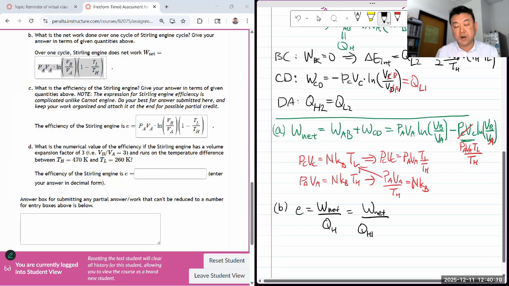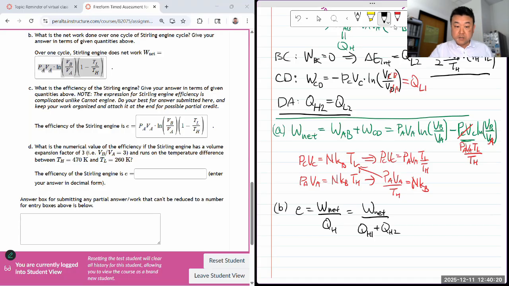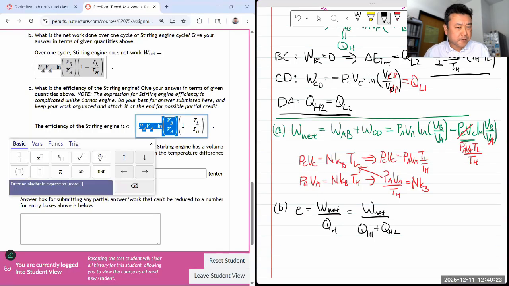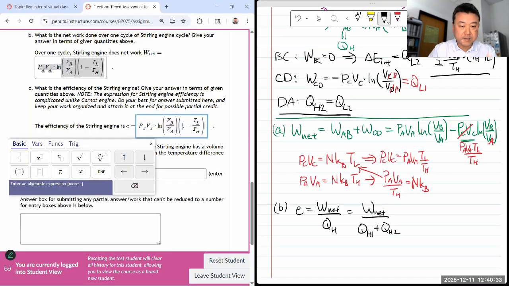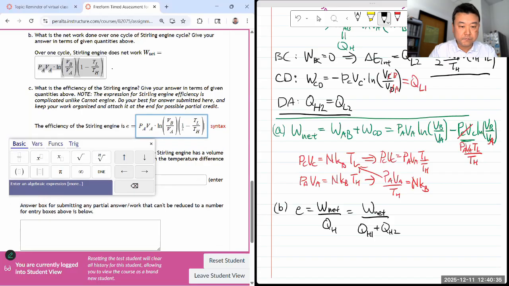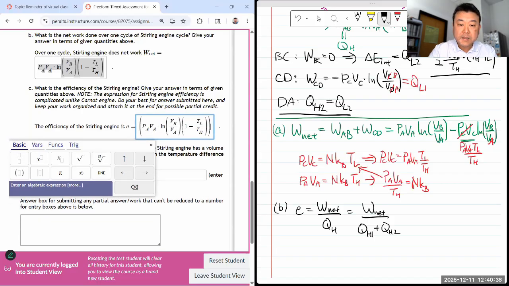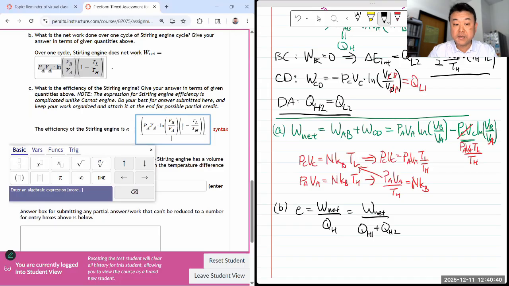This is what will give you the Carnot efficiency, but I have to add that additional heat input QH2 that I got in the process DA. I have an expression for that here. So for the purpose of evaluation, it doesn't matter how complicated my expression looks. Let me do it this way. This is the net work. Oops, not here. Here. Oh, that's the net work. Divide that whole thing by the heat input.